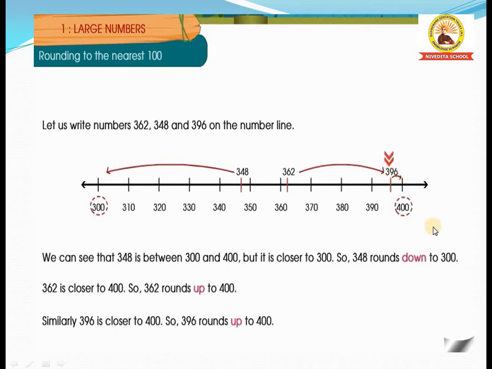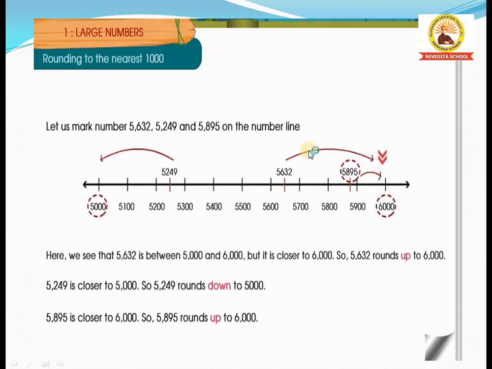Understood, children? Next we will write rounding to the nearest 1000. First we have seen tens, hundreds. Now we are saying what? Rounding to the nearest 1000. So let us mark 5632, 5249, 5895 on the number line. Draw the number line and mark the thousands.